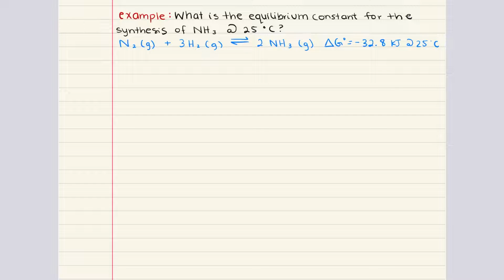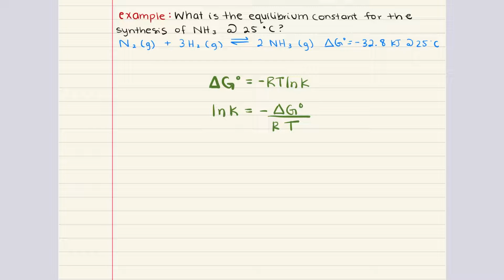Now, the relationship between delta G naught and K is given by this equation right here. Our goal is to calculate the equilibrium constant, so we want to isolate this natural log K variable, and we can do this by dividing both sides by negative RT. When we do this, we get the following equation. Now we have all three of these values. We are given delta G naught, R is a constant, and we're also given temperature.